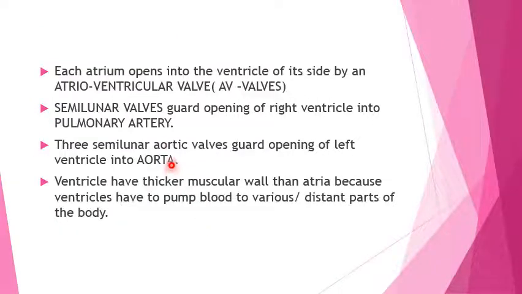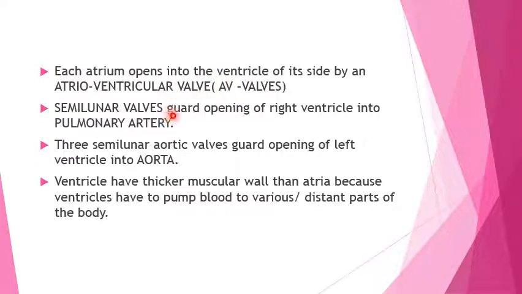Each atrium opens into the ventricle of its side by the atrioventricular valve, that is the AV valve. On the right side it is known as the tricuspid and on the left side it is known as the bicuspid, or the mitral valve. But you just have to learn that each atrium and ventricle are separated by the valve known as the AV valve.